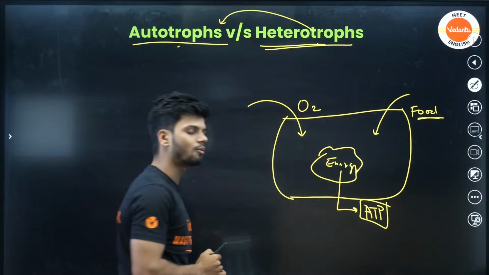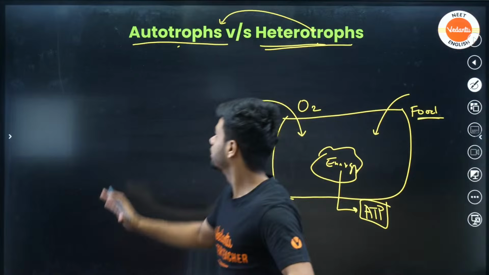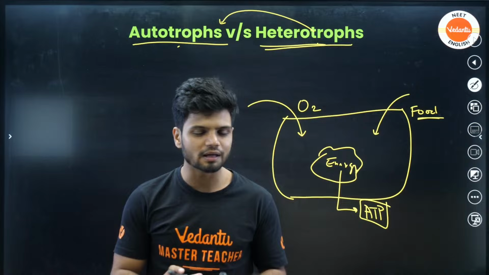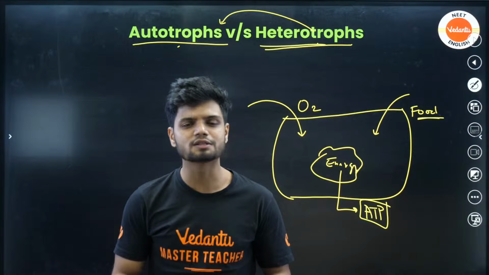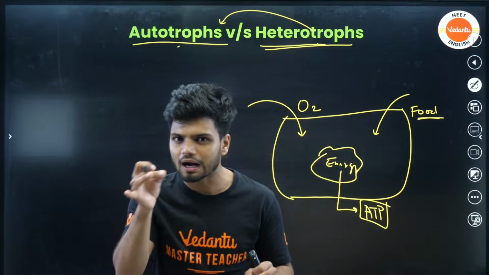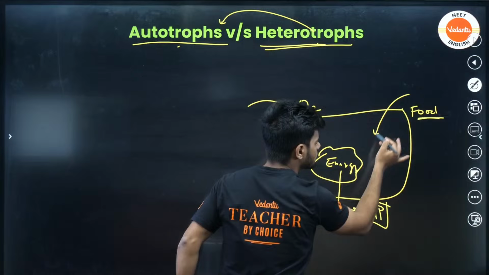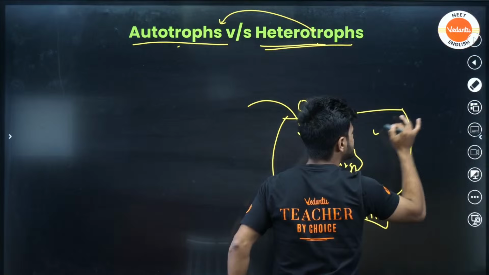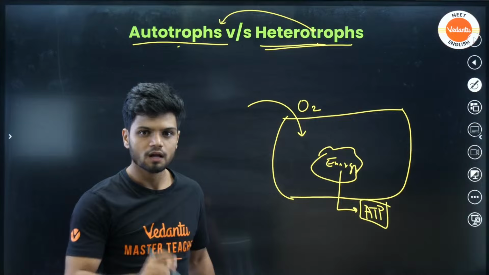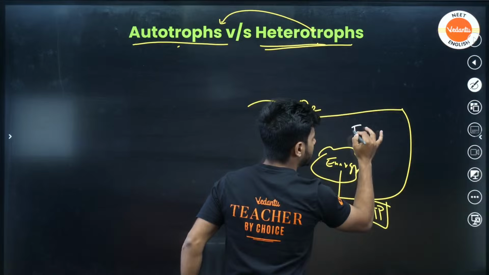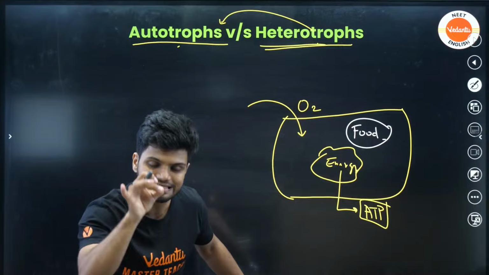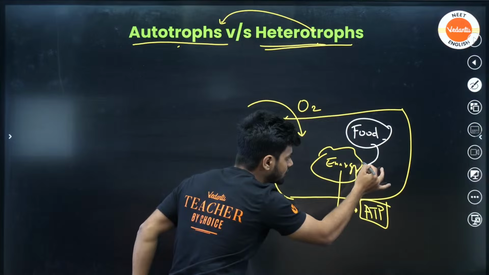But remember, all of us know your autotrophs are green plants. Can green plants prepare their own food? Yes. Photosynthesis happens in your chloroplast, and in the dark reaction your glucose is produced. But here I told you food comes from outside, so this statement is wrong for plants. In the case of autotrophs, the food does not come from outside. In fact, the food is produced inside the cell, and similarly, inside the cell the same food is broken down to produce energy. This is the actual meaning of autotrophs.